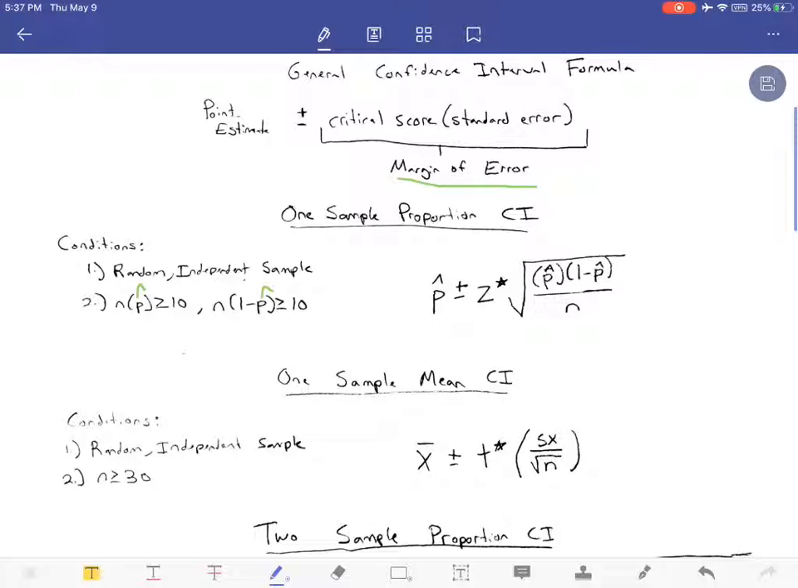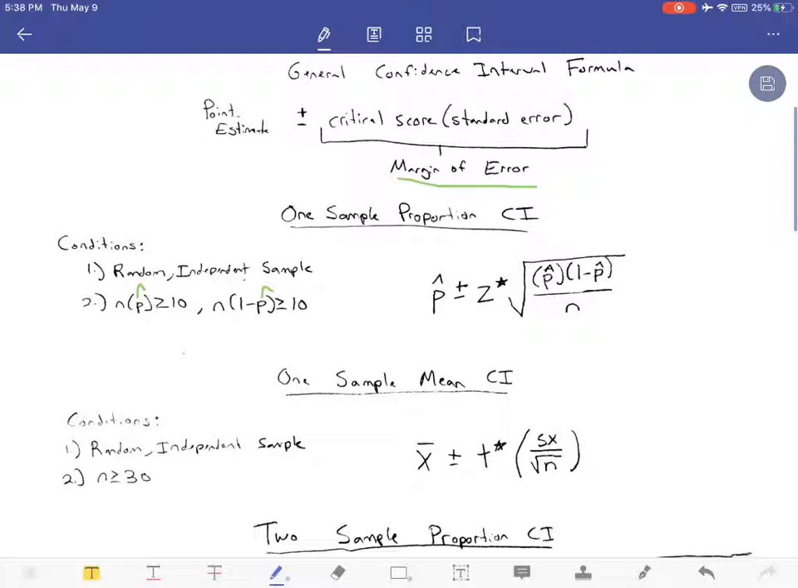So those are the two conditions. The 10% rule, the AP test isn't really looking for that, so you don't have to worry about that. So for all these, usually there's just going to be two conditions. I'll make it a little bit easier for you. It's random independent sample, and then your large counts rule, which changes for each type of confidence interval.